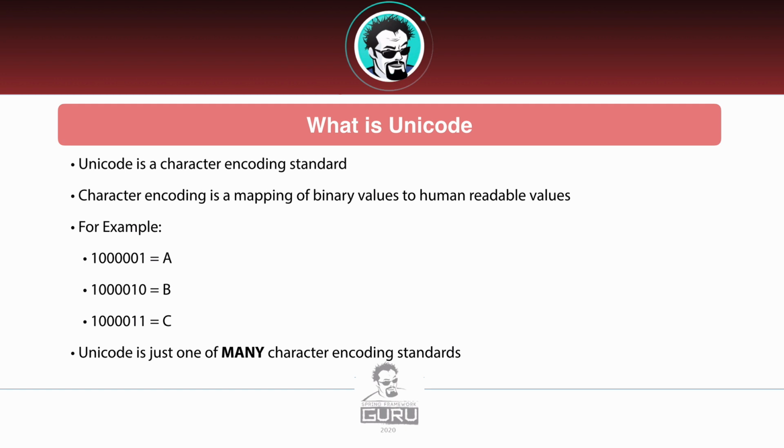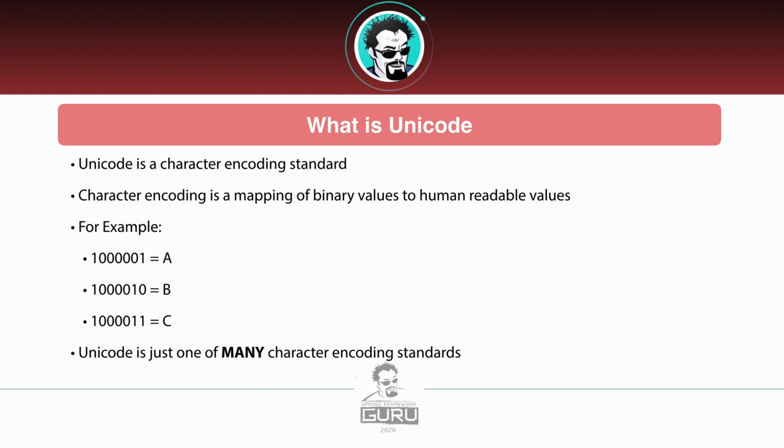So this is important to understand. The character encoding is really a mapping of binary values to human readable values. So we're going to take a binary value and map that over to a character, basically. For example, you can see I've got 3 examples on the screen there of binary representation. Remember, 8 bits. Bits are going to be 1 or 0, so 8 of them altogether is going to be a byte. And this is the representation of a byte for the letters A, B, and C.